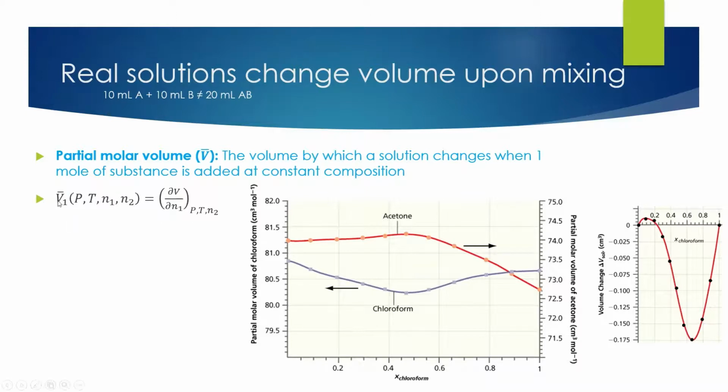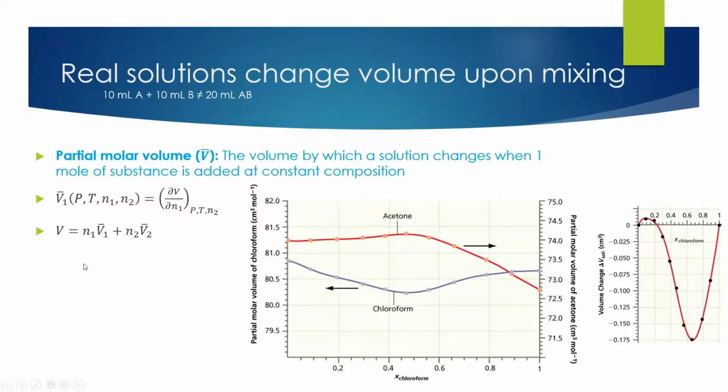So we can say that the partial molar volume is a function of pressure, temperature, and moles of substance 1 and substance 2. Often pressure and temperature are constant, but we can have this change of partial molar volume being equal to the change in volume as 1 mole of substance is added at constant pressure, temperature, and number of moles of substance 2. And we achieve a constant moles of substance 2 by having a much larger number of moles of substance 2 than substance 1.